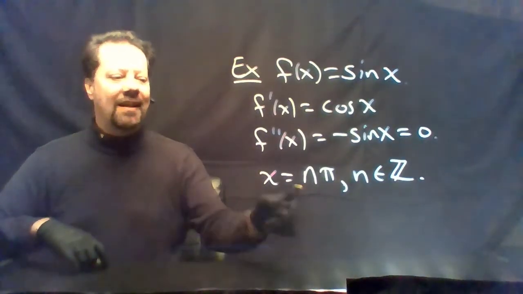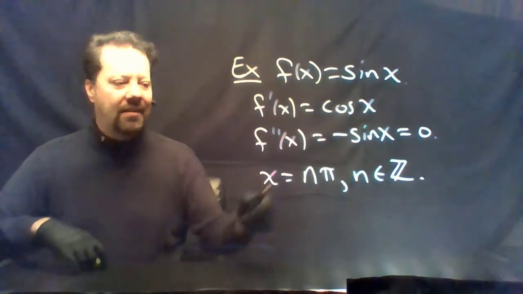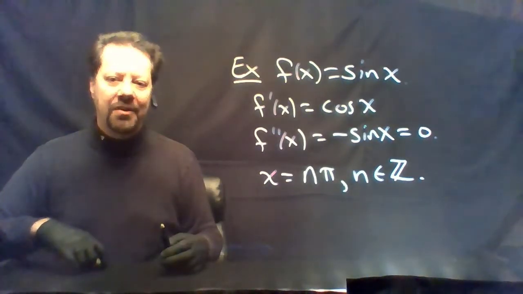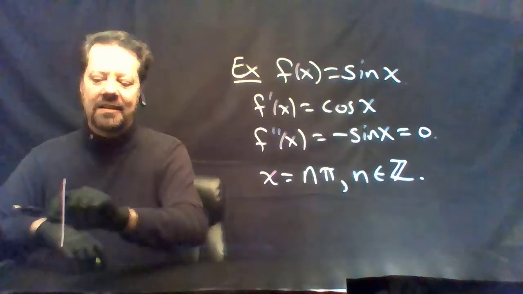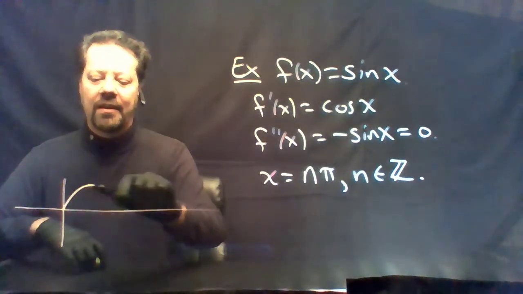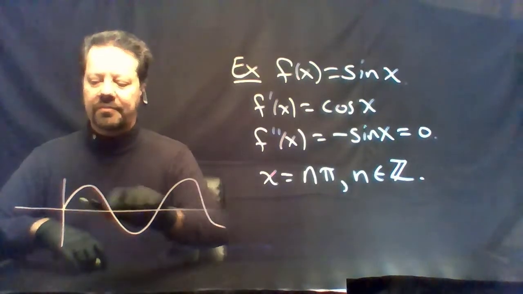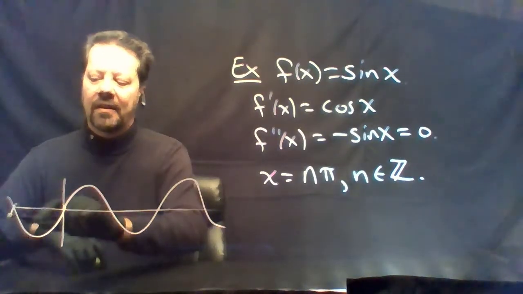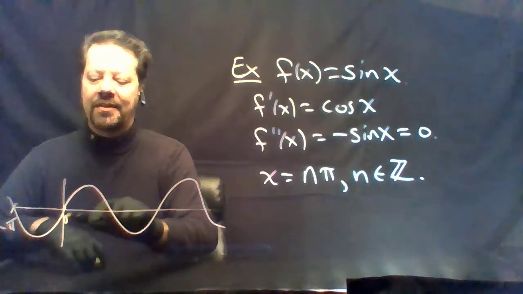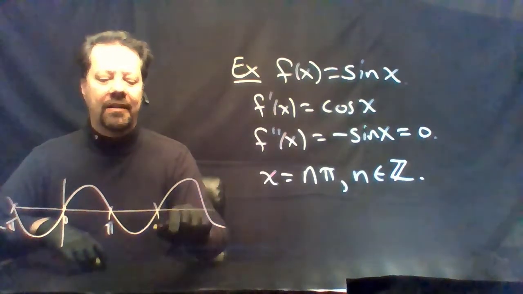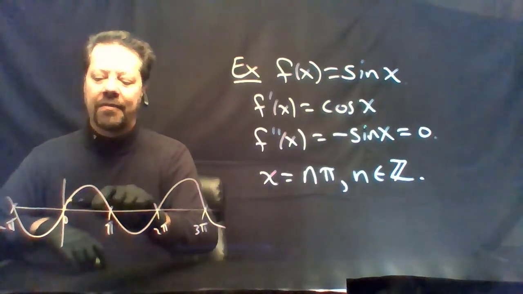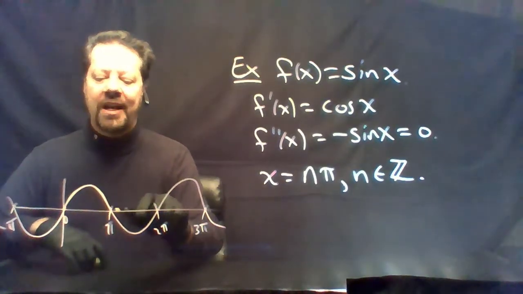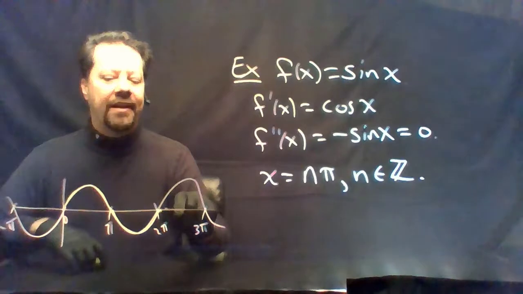So the possible x-coordinates of inflection points are these points, integers times pi. If you look at the sine curve, you can see this. Negative pi, 0, pi, 2 pi, 3 pi, and so forth. These are places where you change concavity.